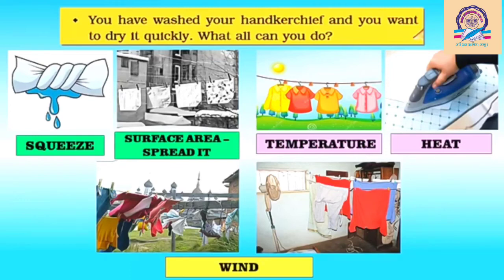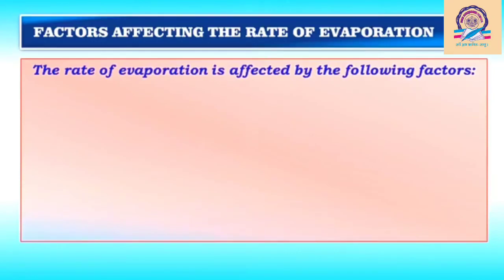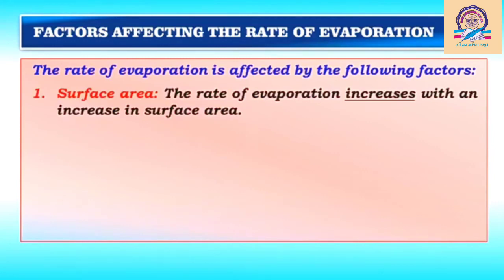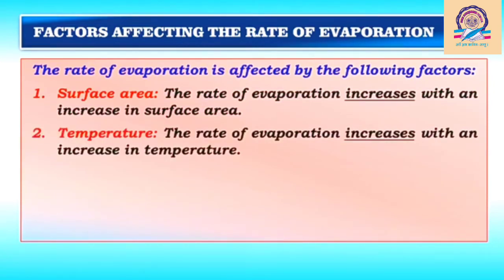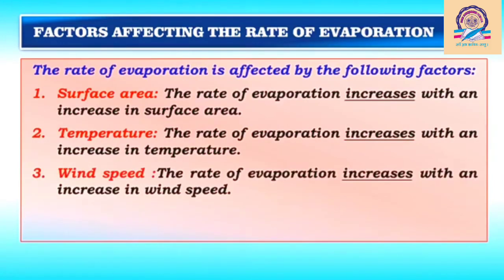So, to dry your handkerchief quickly, first squeeze the hanky to drain out the excess water and then spread it in the sun to dry. Dry it by ironing, spread it under a running fan. The rate of evaporation is affected by the following factors. Surface area. The rate of evaporation increases with an increase in surface area. Temperature. The rate of evaporation increases with an increase in temperature. Wind speed. The rate of evaporation increases with an increase in wind speed.